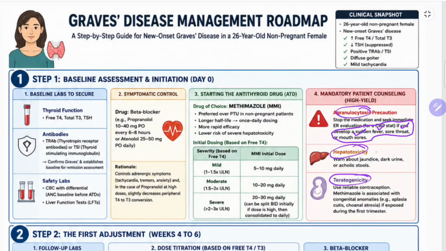If the patient develops jaundice, dark urine, or acholic stools, meaning white stools, okay, so then also we should suspect hepatotoxicity, and the patient will have nausea, loss of appetite, these things will be there. So there you should order LFTs.